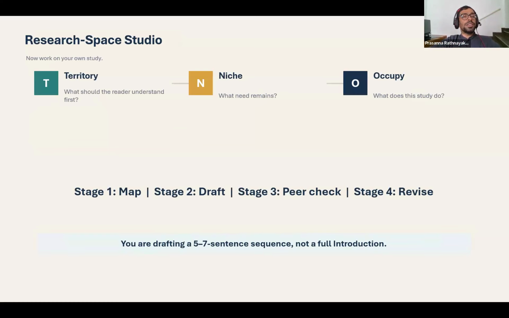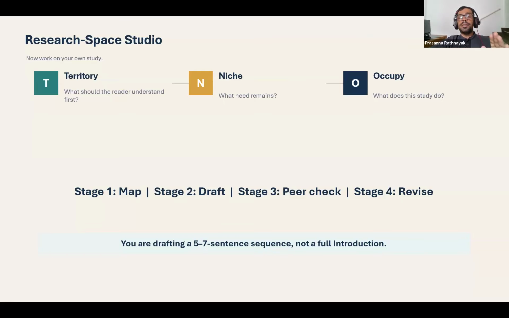We are going to do a research space studio activity right now. You are drafting a 5 to 7 sentence sequence, not a full introduction, right? So we are going to try it in a main application. Now, go to the Research Space Studio section of the worksheet, right? The sequence has 4 stages. What are they? First, map your territory, niche, and occupy decisions.